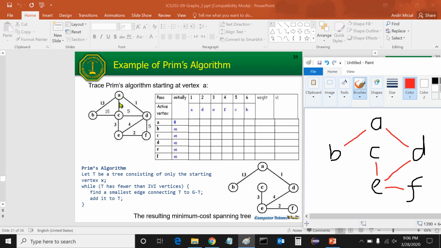Similarly, you can see that from A to C, if you use the result of Prim's algorithm, then from A to C that will be 1 plus 4 plus 3. That will be 8. But look at this, everyone.